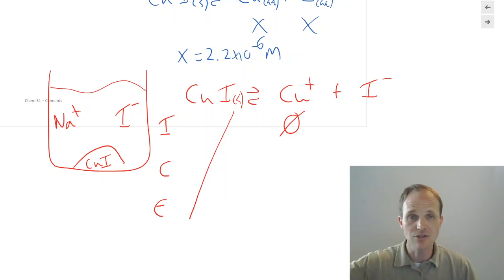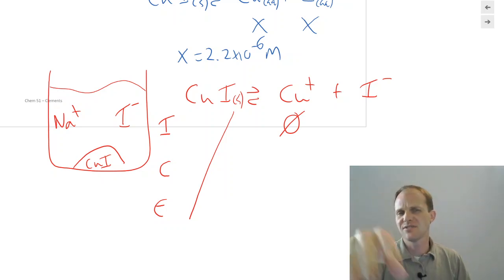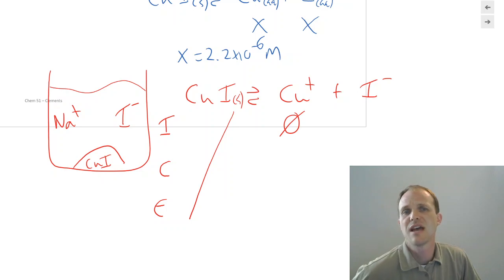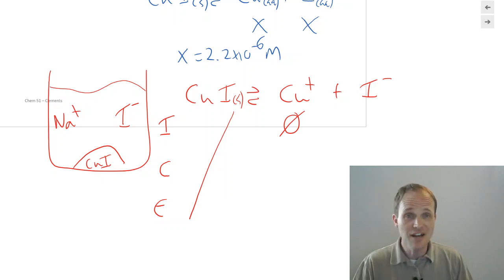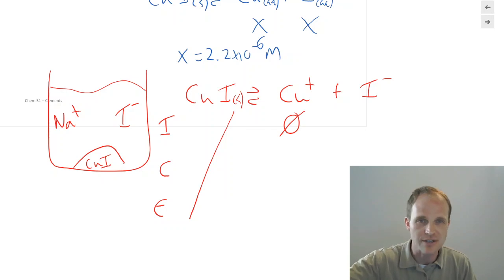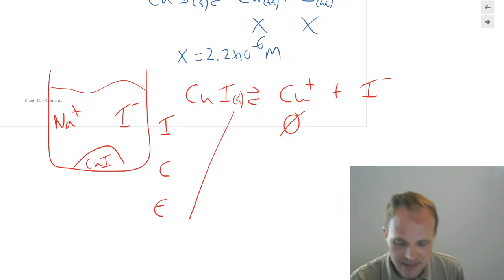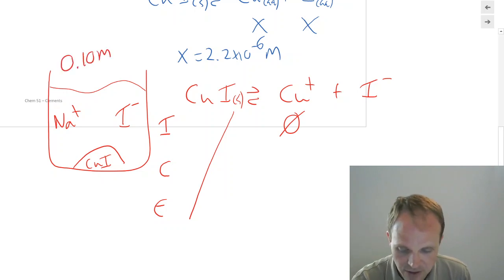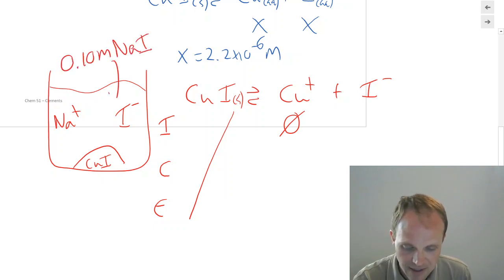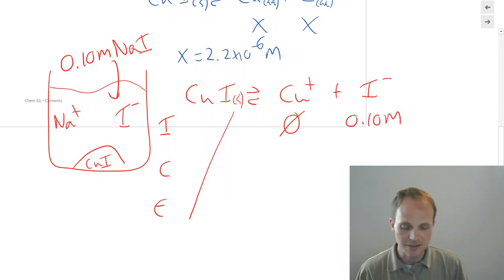Because it's coming from an external source doesn't matter. The reaction doesn't know, it doesn't say, well, you're the iodide from the sodium, so I don't care about you. It just sees iodide. And we have to take into account that iodide is there, even if it came from an external source. So that's what we're going to do. How much iodide? Let me go ahead and tell you. I'm going to say we put in 0.10 molar sodium iodide, and that's what's in that solution. And so we're just going to write 0.10 molar here.